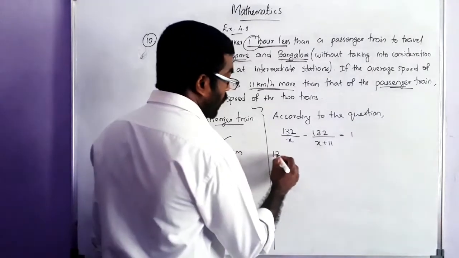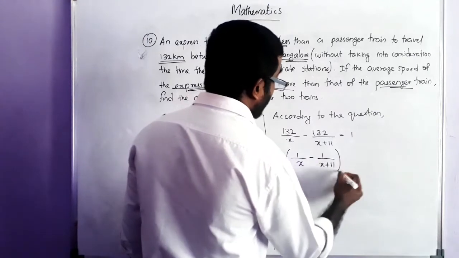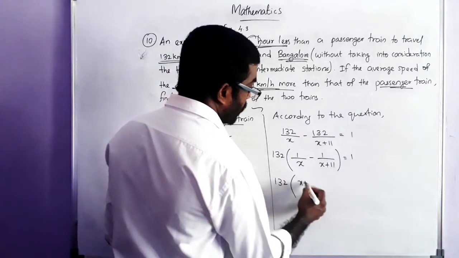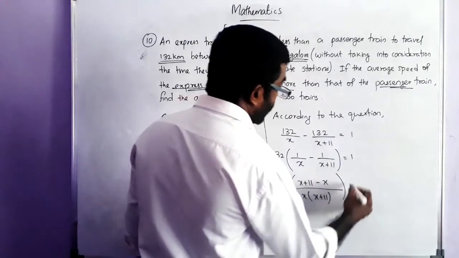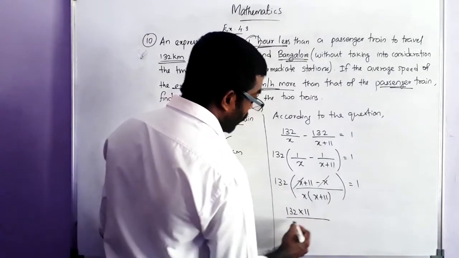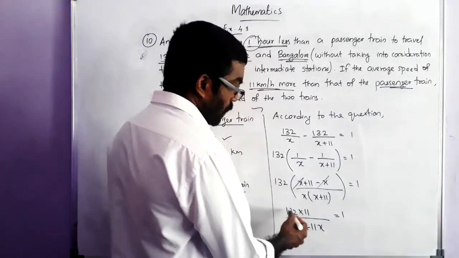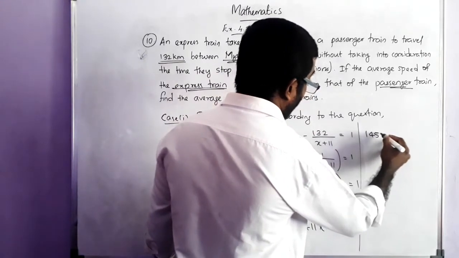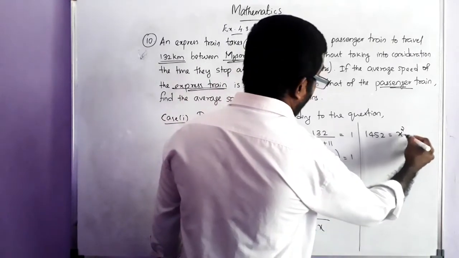Okay. Now we can take 132 common, 132 into 1 by x minus 1 by x plus 11, which is equal to 1. Cross multiply: 132 into x plus 11 minus x divided by x into x plus 11, which is equal to 1. Minus x plus x cancel, 132 into 11 divided by x into x, x square plus 11 into x, 11x, which is equal to 1. Here 132 into 11 is 1452, which is equal to, here we can cross multiply 1 into x square plus 11x, that is x square plus 11x.